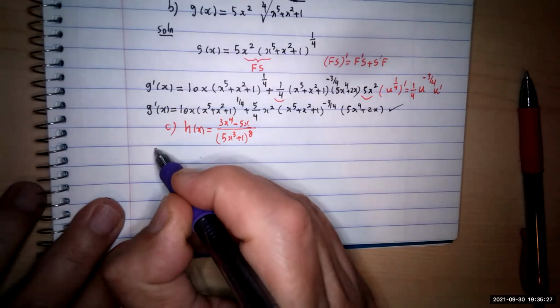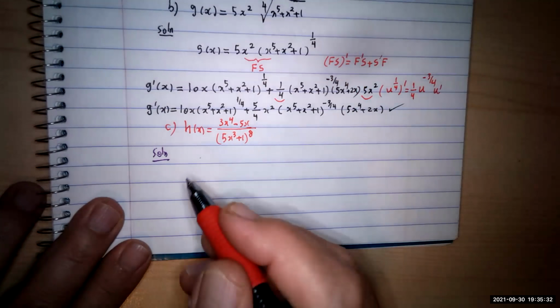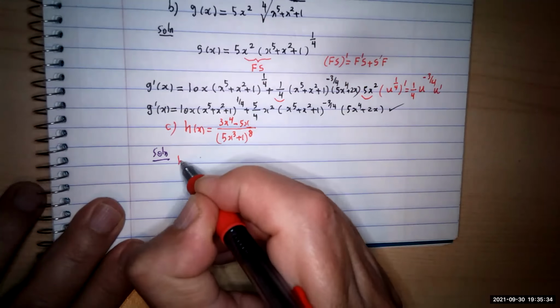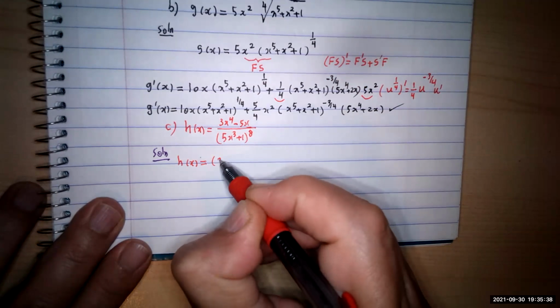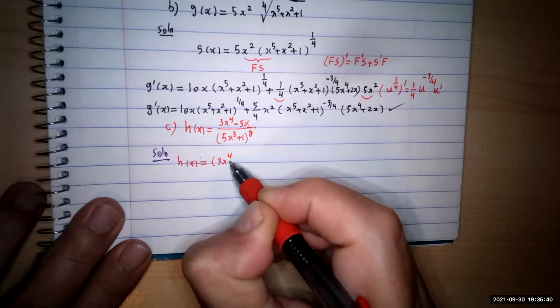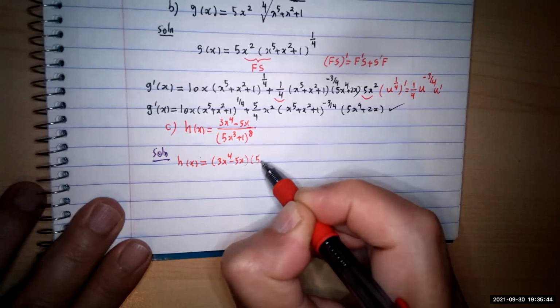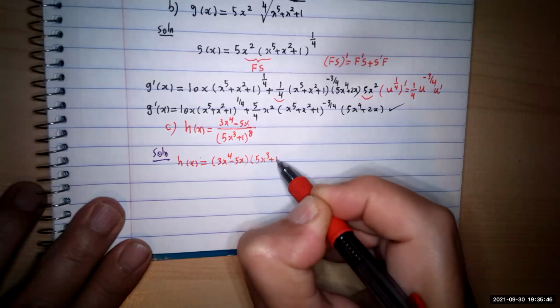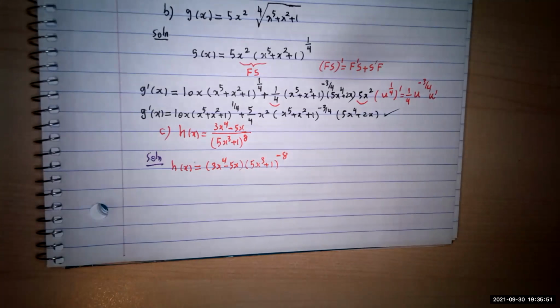So I'm going to rewrite it. You know that you move it up. That's going to be h of x. You open up a parenthesis for the top one, 3x to the 4th minus 5x. Now you multiply by 5x cubed plus 1, everything to the negative 8. You see?